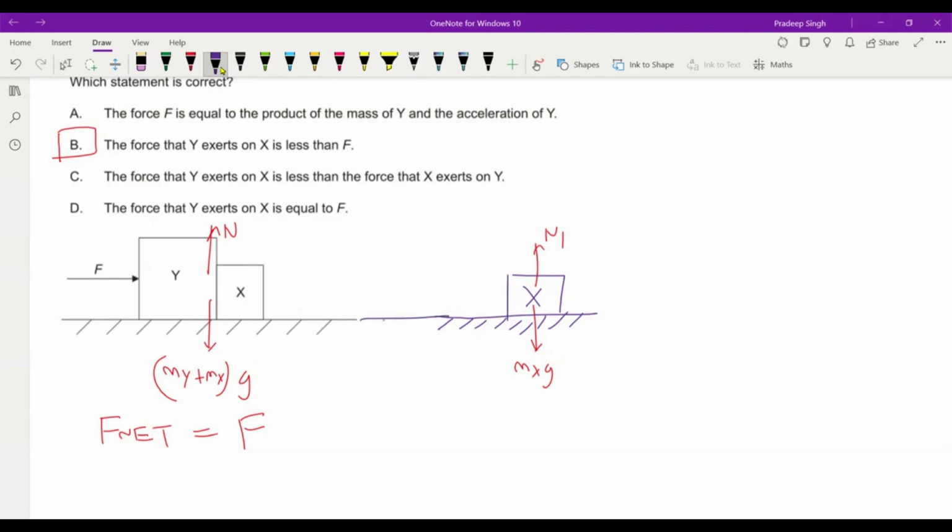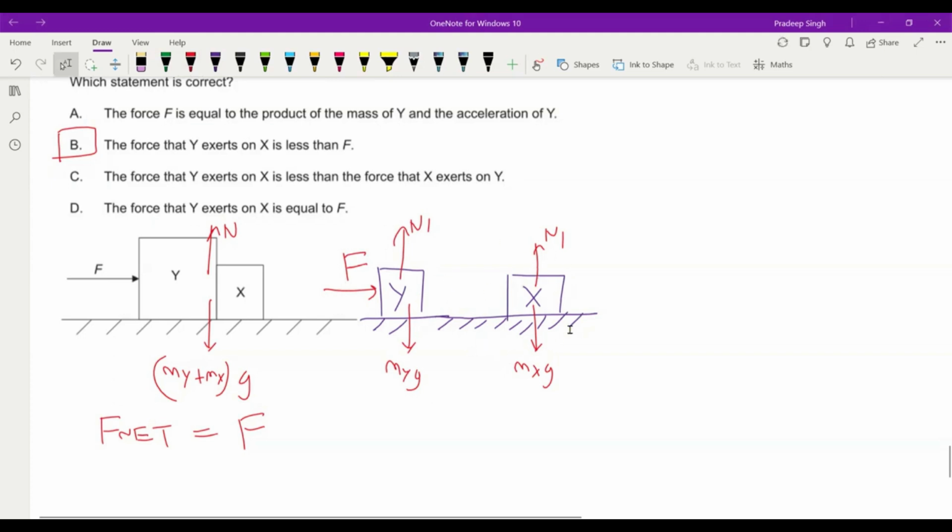Let me draw the Y. So observe for Y, let's draw the mg downwards, normal reaction upwards. And that external force F is acting on Y, not on X. Right? So, okay. So now what else?